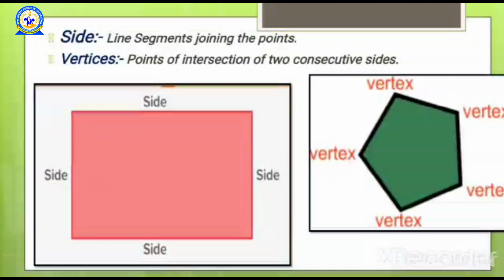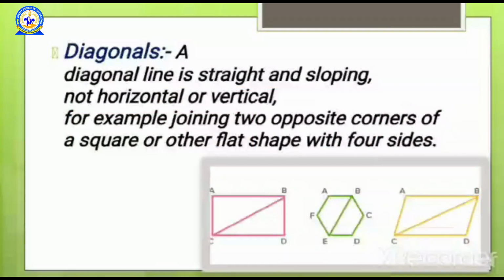Vertices is the plural form of vertex, and a vertex is the corner of a figure. It is the point of intersection of two consecutive sides. Consecutive means continuous. A diagonal is always straight and sloping, not horizontal or vertical. For example, joining two opposite corners of a square or other flat shape with four sides. Yes, a diagonal is a line segment that joins two opposite vertices.